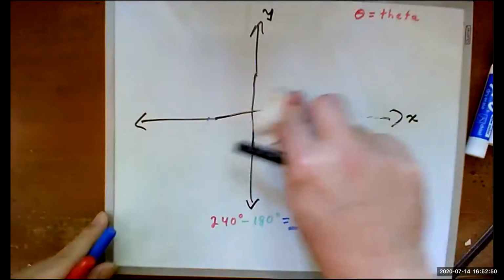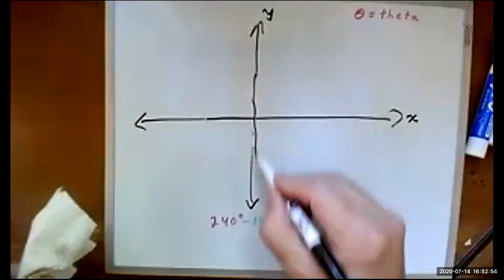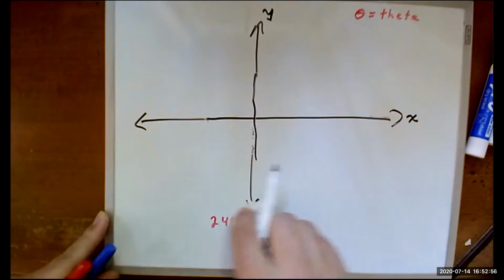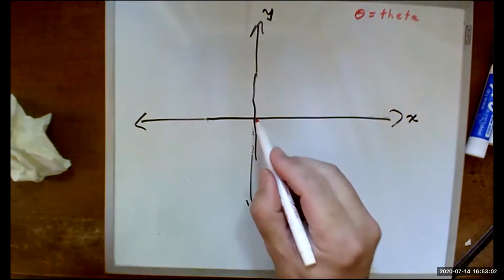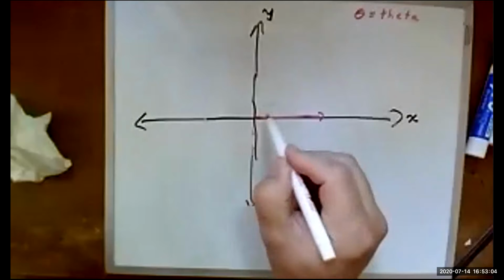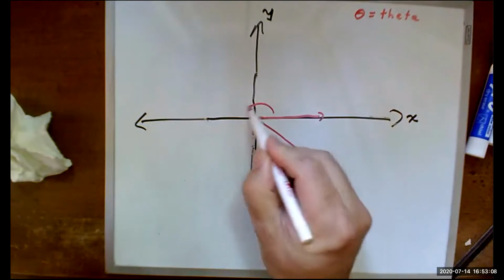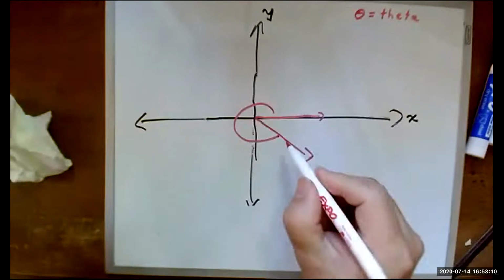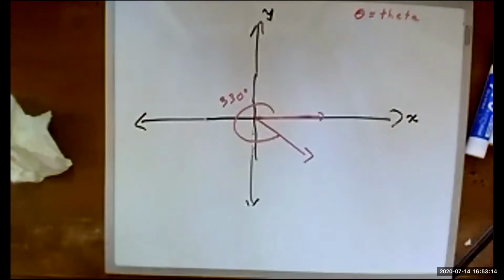Wow, that was terrible. Let's try that again. Okay, so this time we're going to start here as always, but we're going to end over here. So we've gone all the way around, and we have it on good authority that we're at 330 degrees.